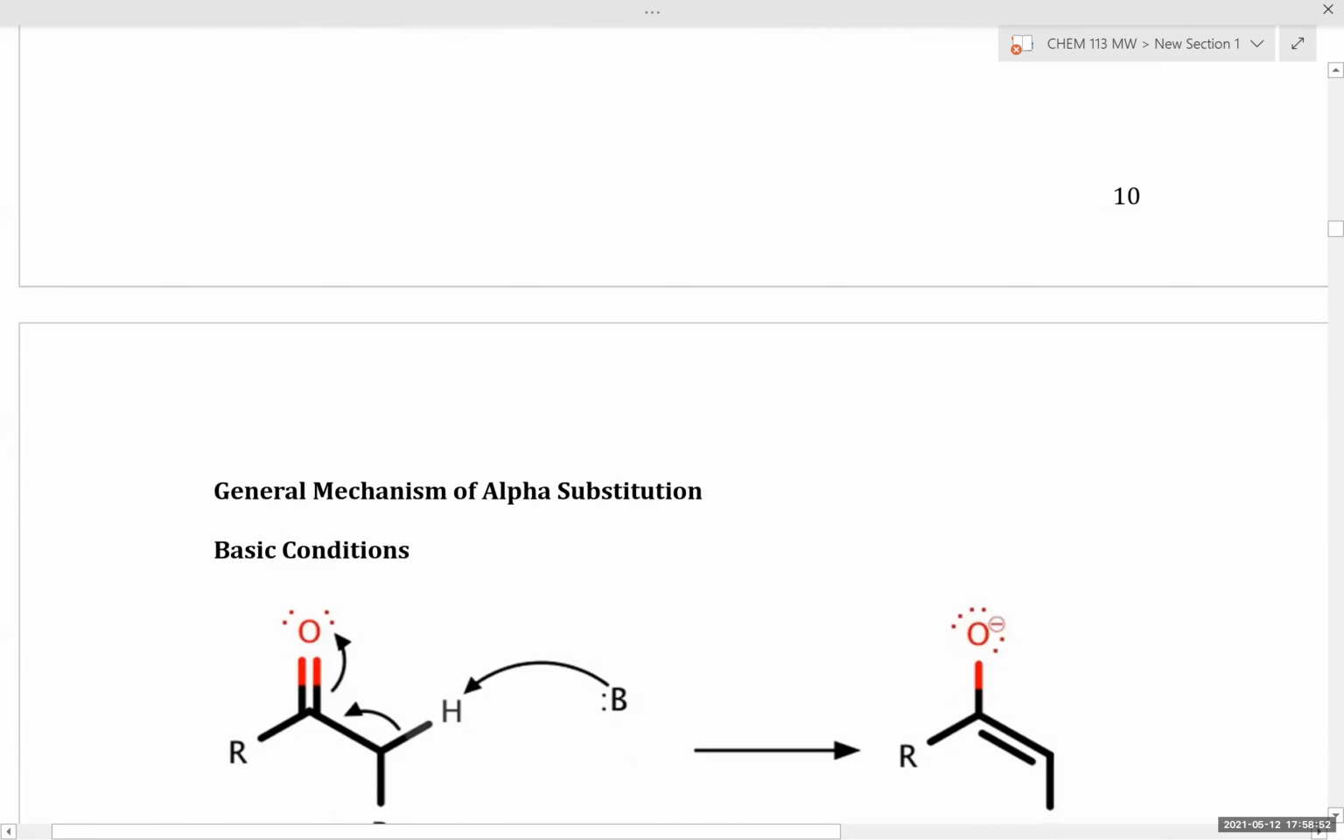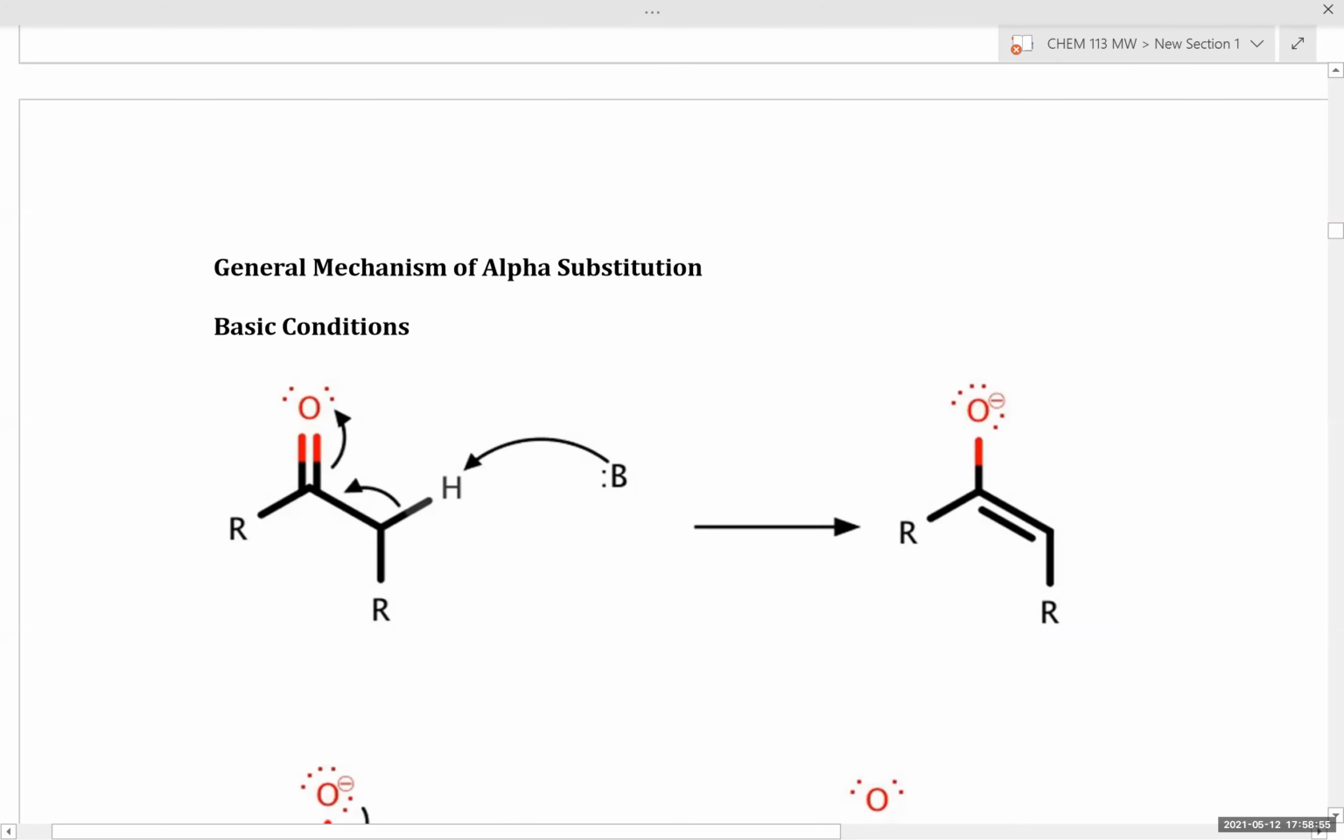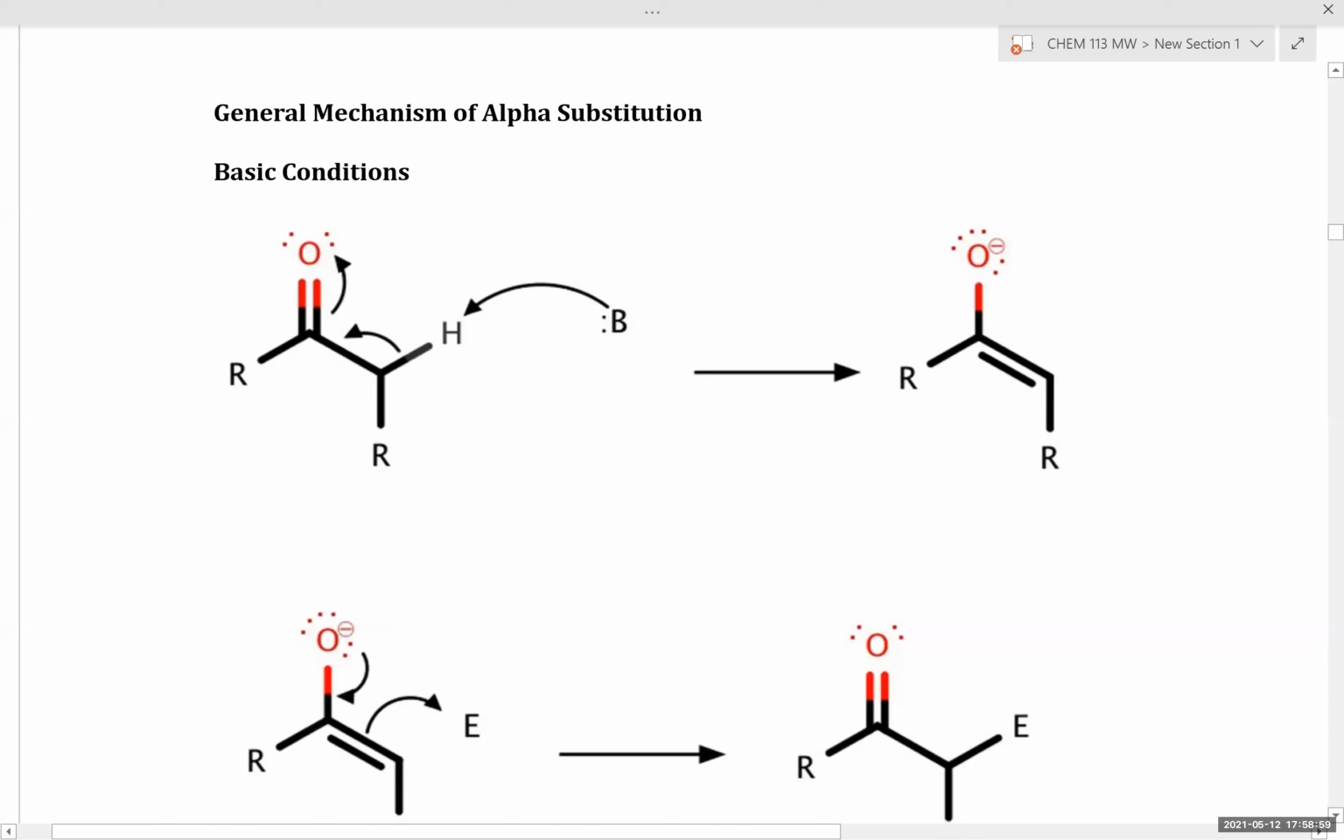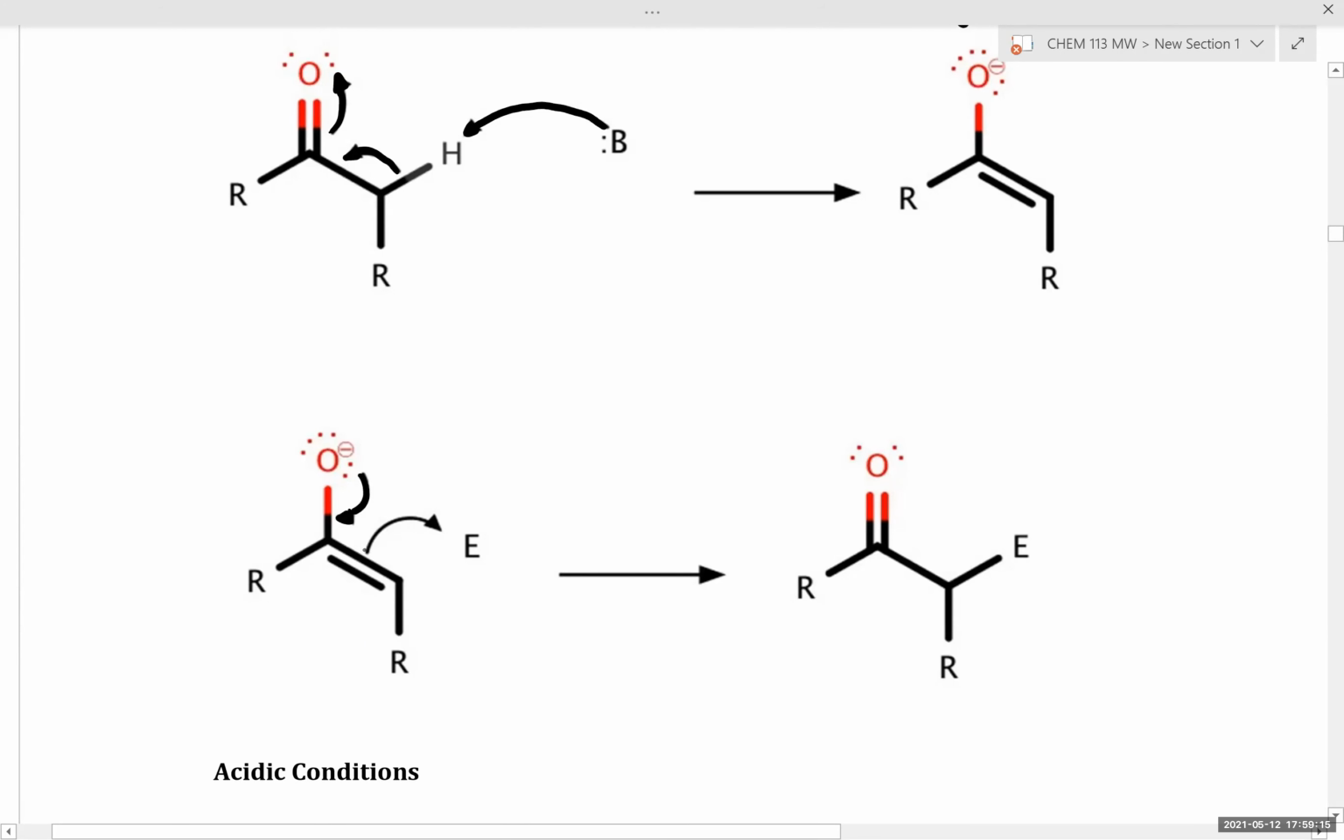Okay, so let's keep going then, and let's talk about general mechanisms of carbonyl alpha substitution. So first, under basic conditions, we deprotonate our alpha position and we make an enolate. Once we have the enolate, it reacts with our electrophile and we form a bond between our alpha position and the electrophile. That's it. One thing I would like you to note, most electrophiles react at carbon rather than oxygen.